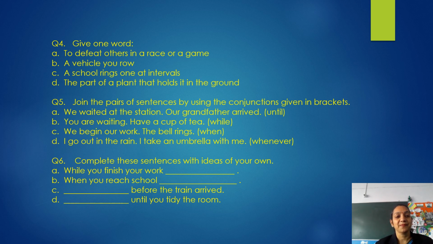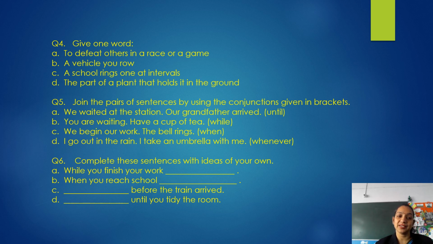Now next one. I go out in the rain. I take an umbrella with me. And within bracket it is given as whenever. So you have to use the conjunction whenever to join these sentences. Okay. So children, in this question you have to join the pairs of sentences. Okay. Let us move on to the next question.